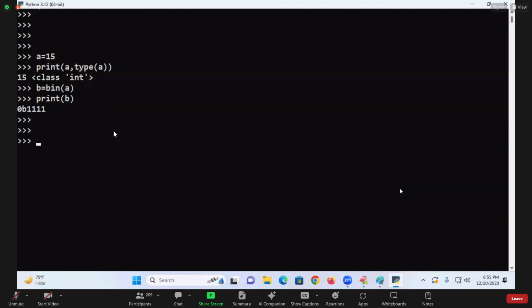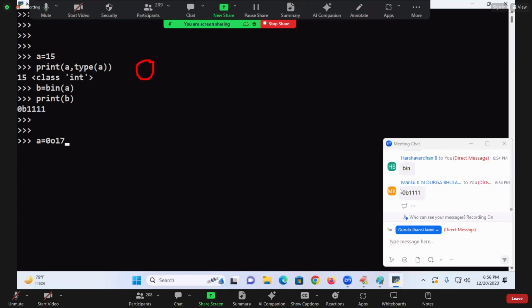Next, I am going for what? a = 0o17. I am going to take the octal format. Okay, now 17 I am taking. See students, which data am I giving? Octal data. Straightforward, I want to convert into binary. Actually, I'm not telling the mathematical notation for converting octal to binary. I never bother also. Mathematics I don't want.